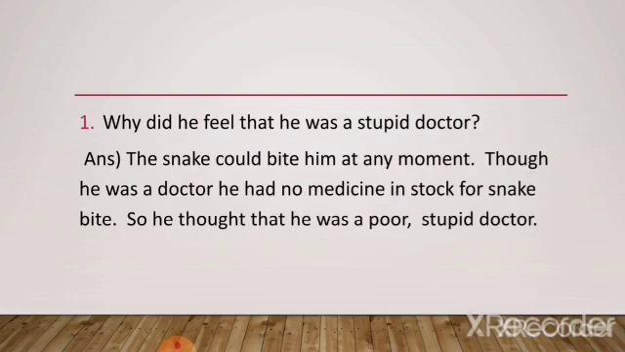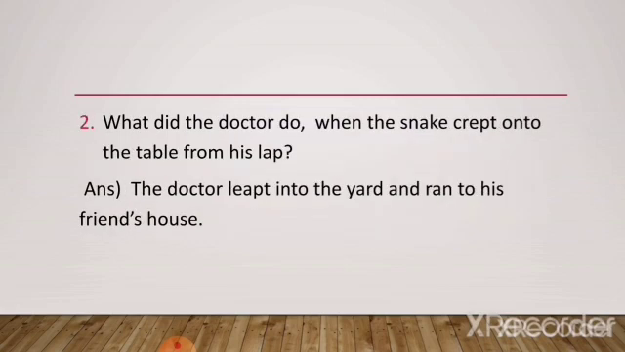First question, why did he feel that he was a stupid doctor? The answer is, the snake could bite him at any moment. Though he was a doctor, he had no medicine in stock for snake bite, so he thought that he was a poor stupid doctor. Second question is, what did the doctor do when the snake crept onto the table from his lap? The answer is, the doctor leapt into the yard and ran to his friend's house.